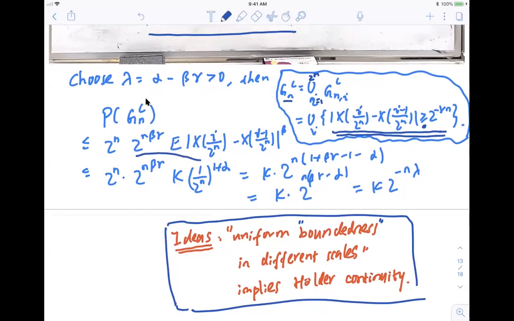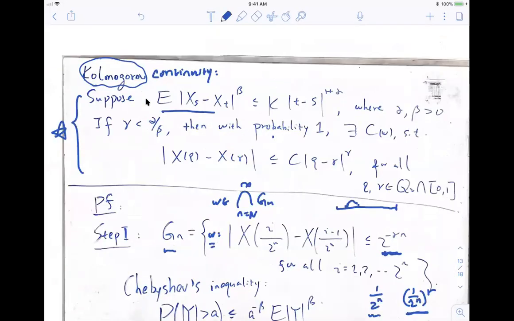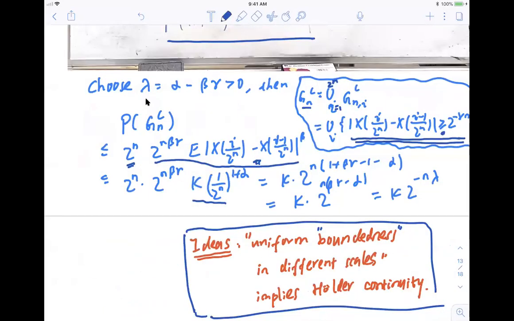For this part, this is just 2^n copies; i has 2^n choices. And for this part, it's just using the Chebyshev inequality, and from here to here you are using the moment estimate. Anyway, we can show this is small, so the complement of G_n is relatively small. If you see this, you probably know that if you sum over n, it's finite. So here, if you sum over n, you get a finite number. This basically says G_n complement can appear infinitely many times.